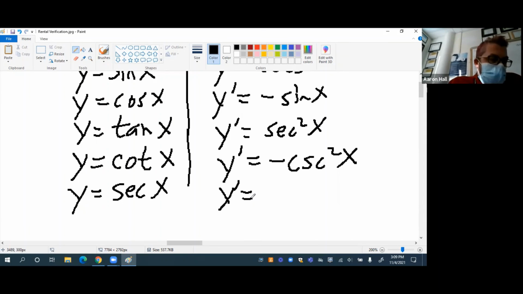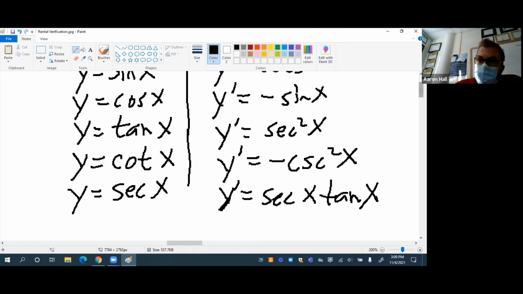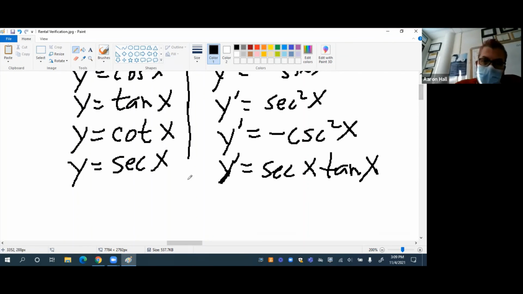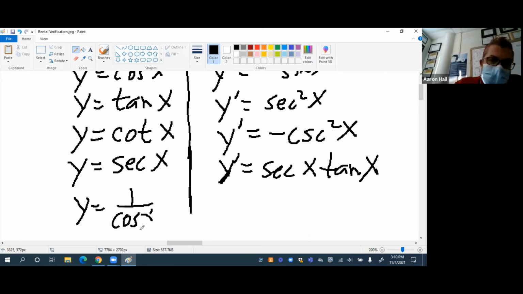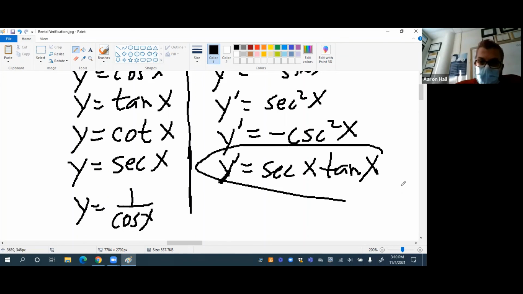All right, secant of x, this is one of our harder ones. The derivative of secant of x is secant of x times tangent of x. These you have to have memorized. If you want to see the proof of that, we're running out of time. I don't have time to show you the proof of it. You can Google it, but I would say just write it as y equals 1 over cosine of x, and then do the quotient rule, which would allow us to see that we get this.